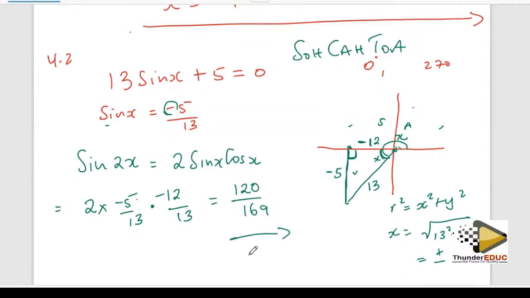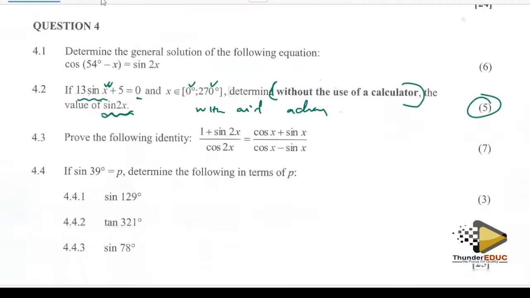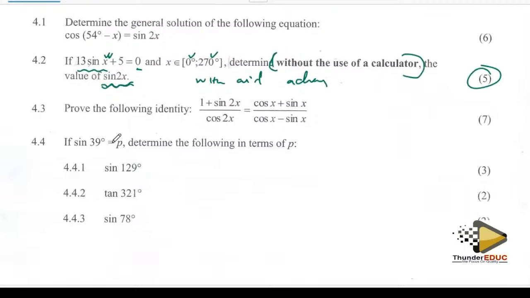Now the question is 5 marks. Some marks are going to be awarded just for using the correct sketch, the correct diagram. This answer of yours might carry probably 2 to 3 marks, but some marks are going to be allocated there. Then 4.3, they want us to prove the identity: 1 plus sine 2x over cos 2x is equal to this, 7 marks.